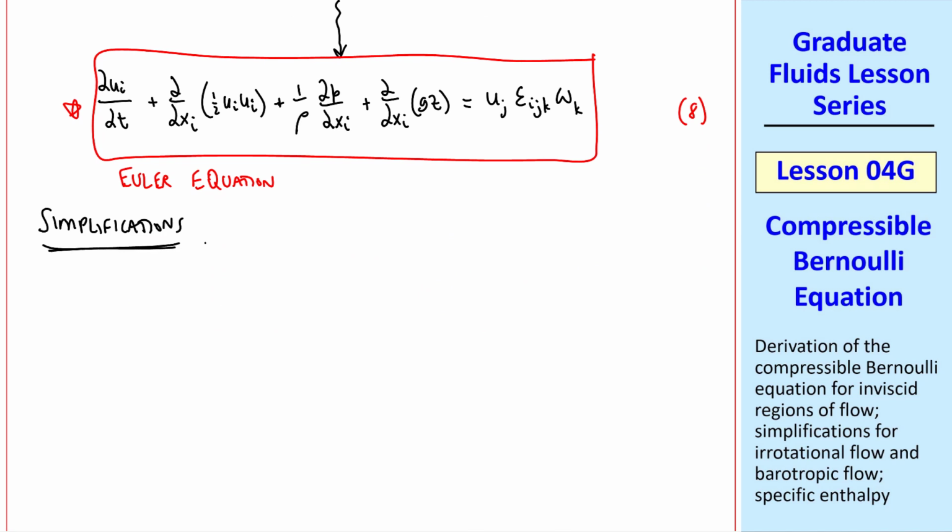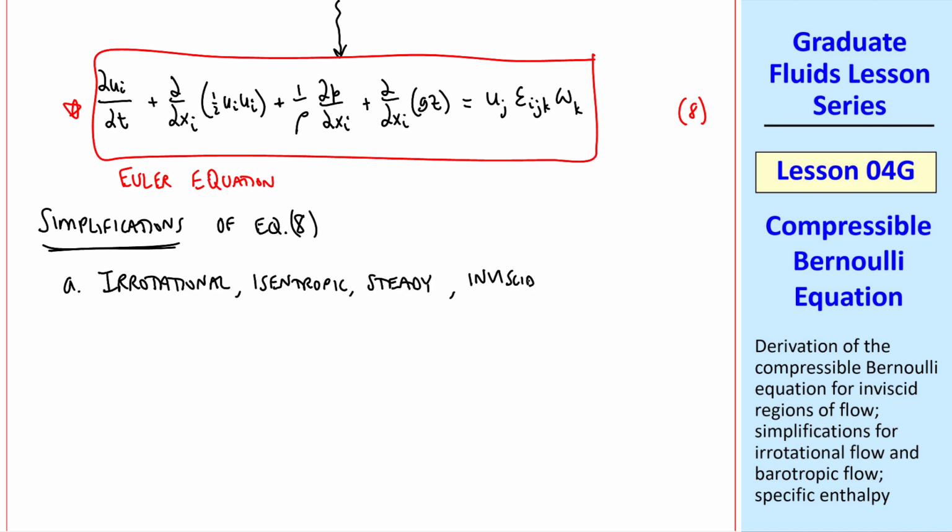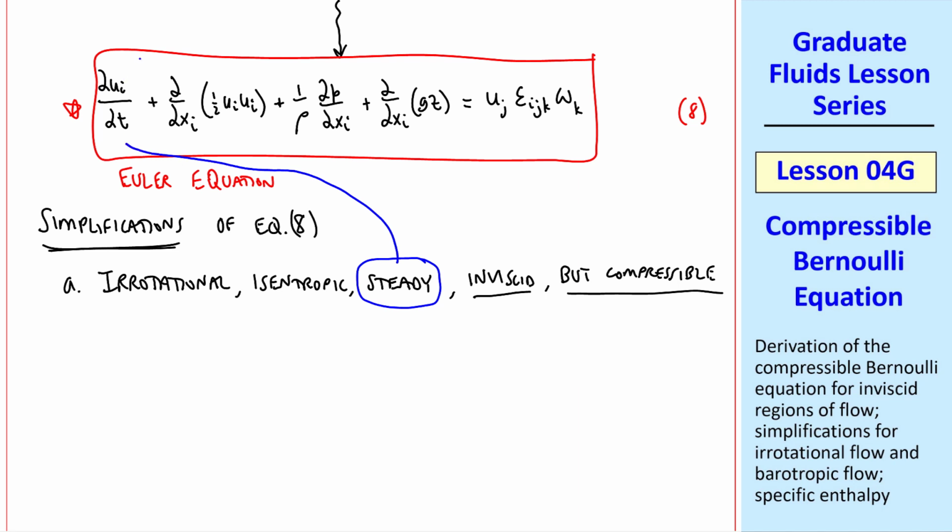Now let's do some simplifications of equation 8. The first one will be for irrotational, isentropic, steady, and for all these problems, it's inviscid, since we started off with the inviscid Euler equation from the get-go. And these are also compressible flows. These two apply to this entire lesson. Well, the steady flow approximation gets rid of this term, and the irrotational approximation means that vorticity is 0, and that gets rid of this term.